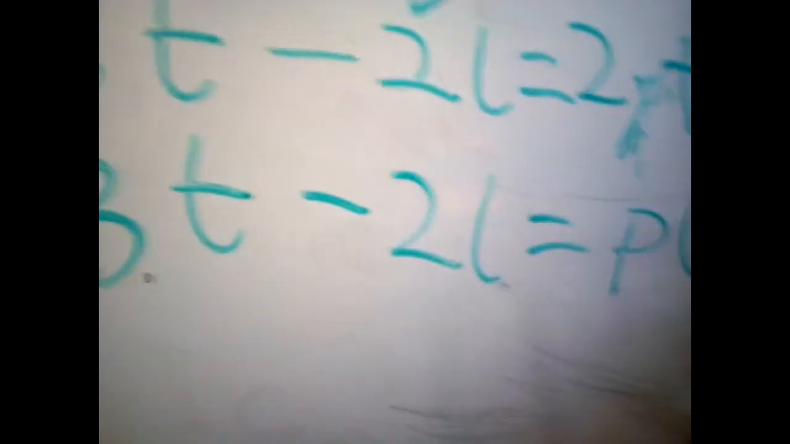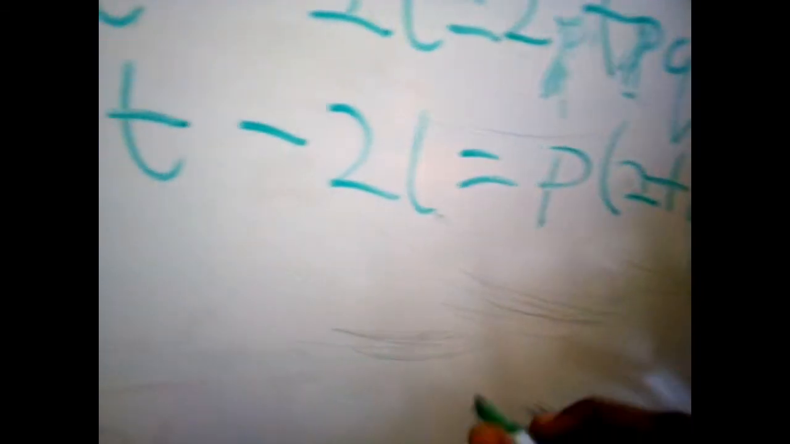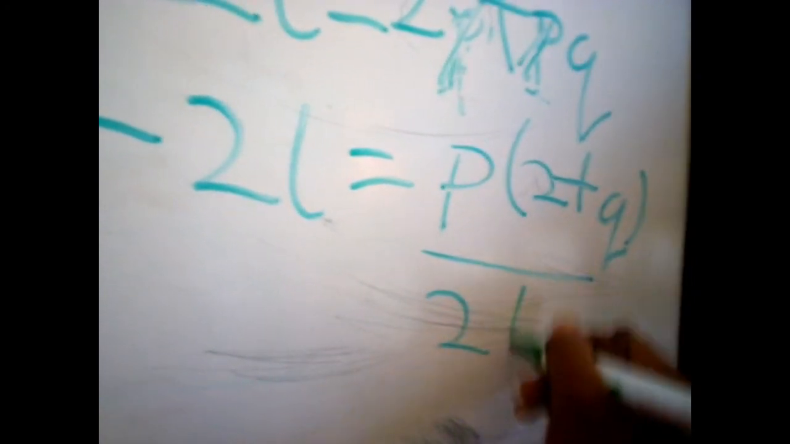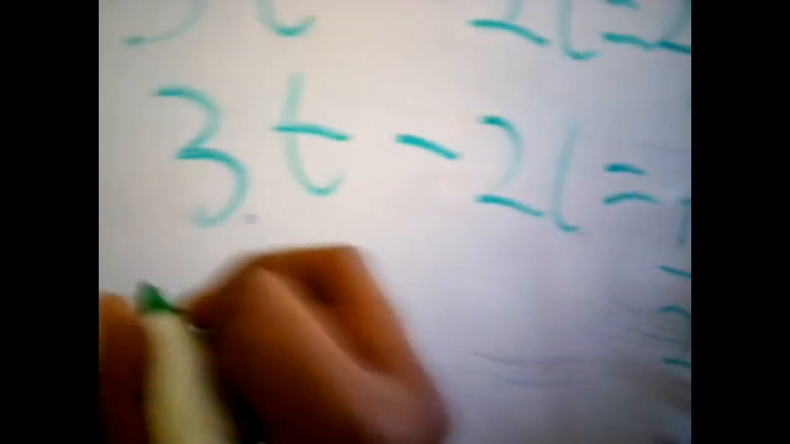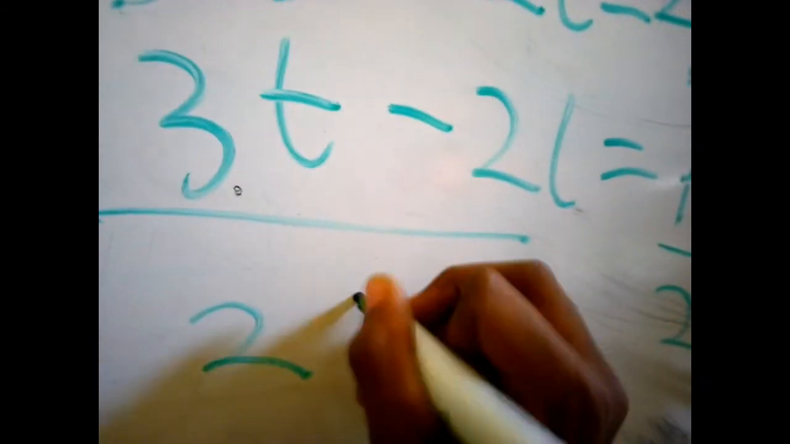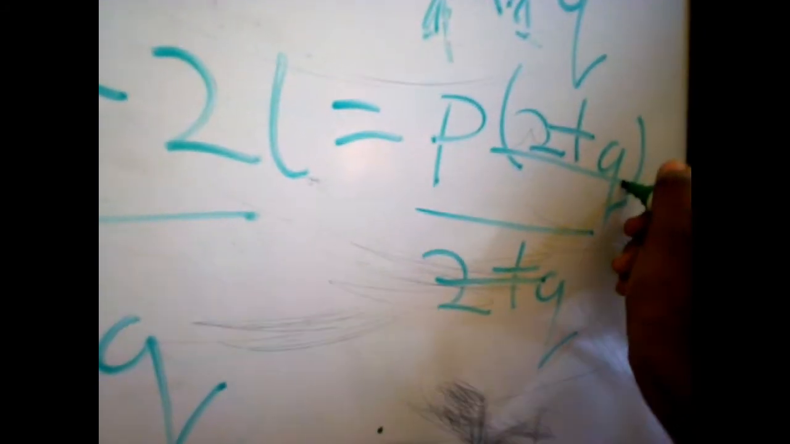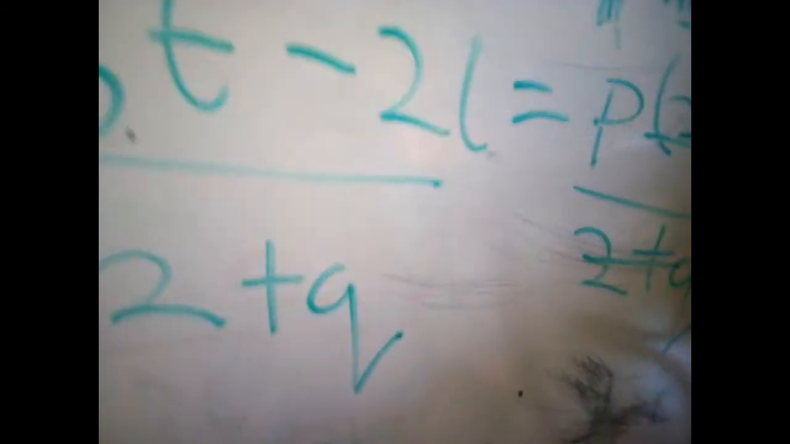So when you get it like this, you can now make P stand alone by dividing both sides by 2 plus Q. So this 2 plus Q will cancel this one. Then P will stand alone, making P the subject of the relation.